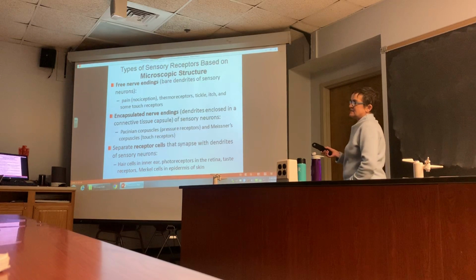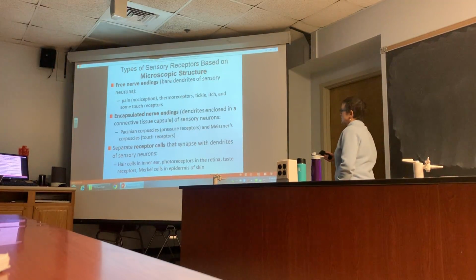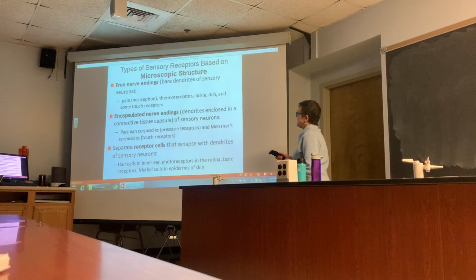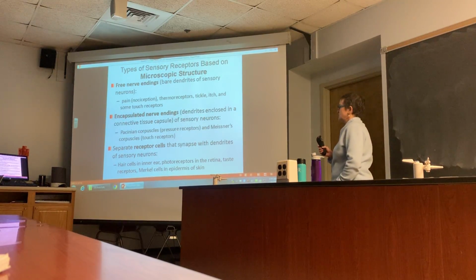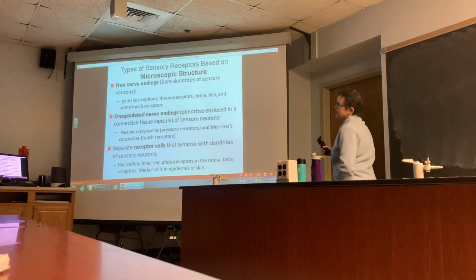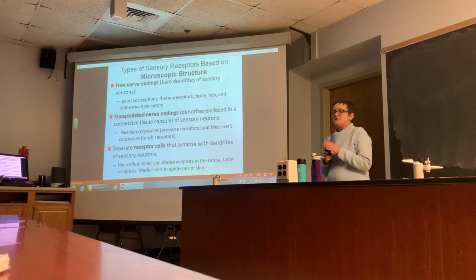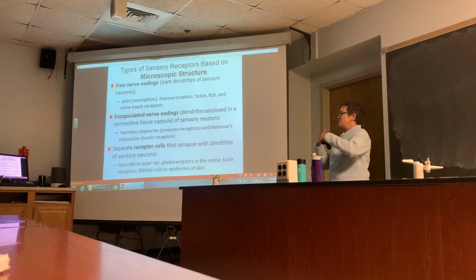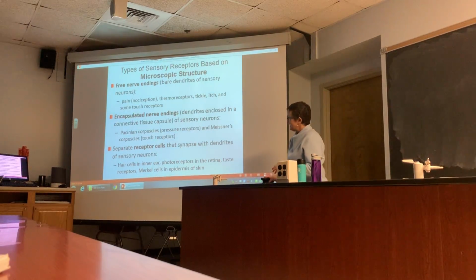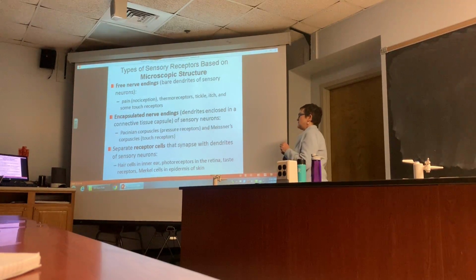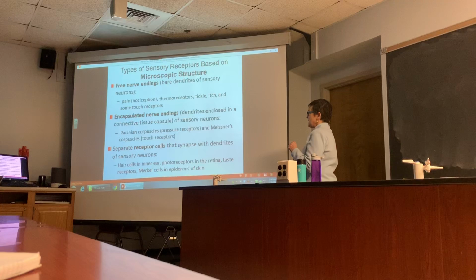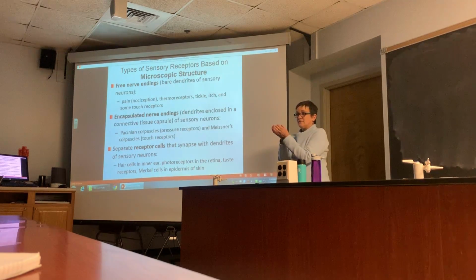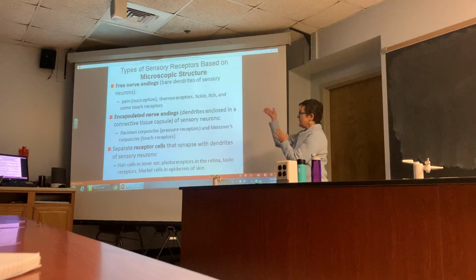And these would be nociception, which is pain reception, thermoreceptors, which detect heat and cold, tickle sensations, itching, and some touch receptors that we'll talk about later. And then there are the encapsulated nerve endings. These are where the dendrite is surrounded by a connective tissue capsule. I forgot to look up whether it helps with the functioning, but it certainly does protect the dendrites.